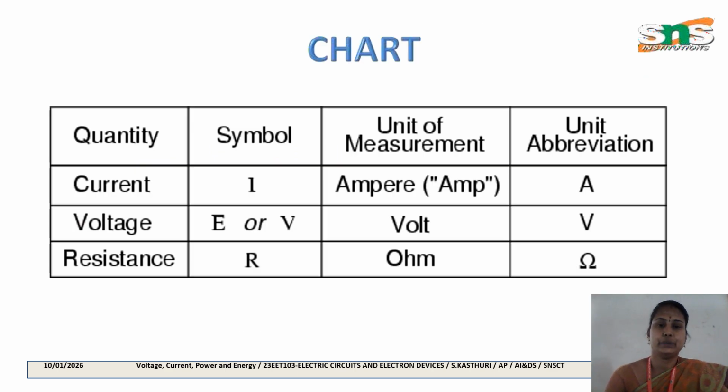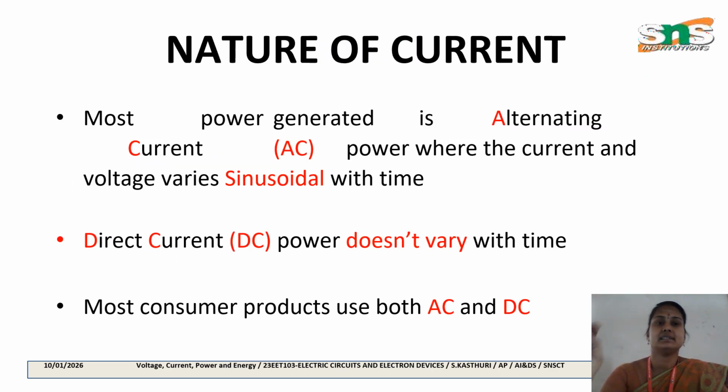So these are all the units abbreviated here. Now the nature of current: we have AC and DC. There are two types of currents. AC is alternating current, which changes direction periodically, and DC, direct current, flows in only one direction. Most systems today use both AC and DC.